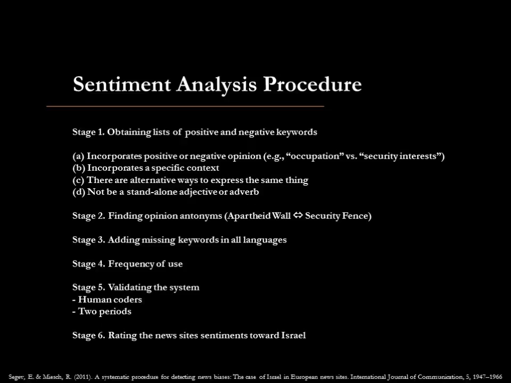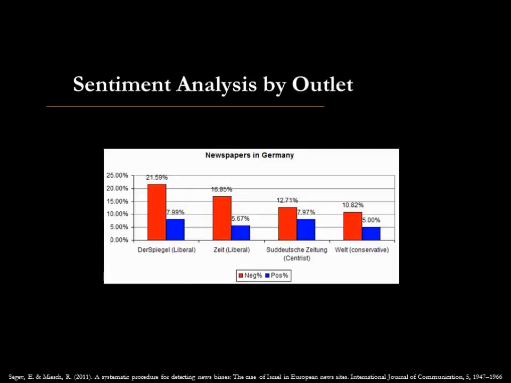Finally, we use those keywords in order to rate the entire sample of news sites and sentiments toward Israel and compare the countries. In the first slide here of results, you can see that there is a correlation between the inclination of the outlet and the level of negative sentiments toward Israel. We see that more liberal newspapers in Germany are more critical toward Israel, while the more conservative, the right-wing outlets are less critical, but they're still more negative than positive toward Israel.